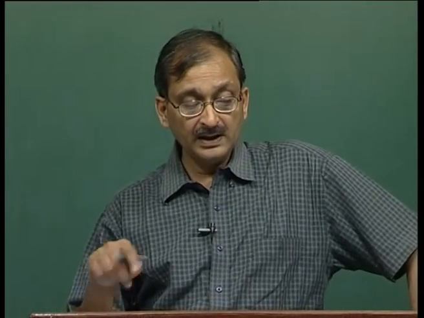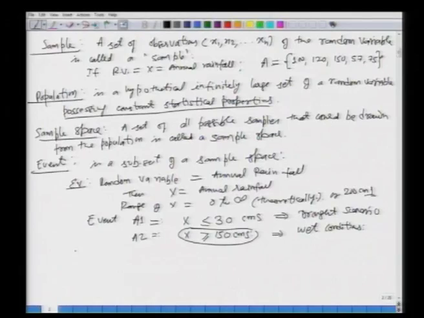So, this way we see that we can define an event the way we want depending upon our need, and then we can analyze the historical data we have and determine all kinds of probabilities. For example, let us say you have 30 years of data with you for x, meaning annual rainfall, and your event you have defined as this one, let us say this one.